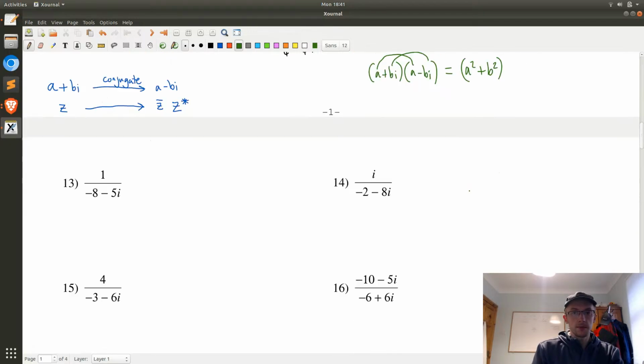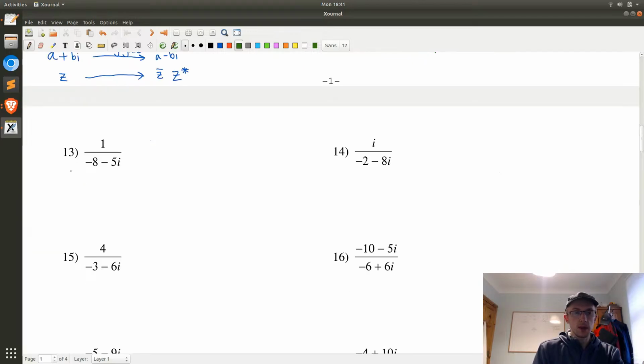So, given that knowledge, this one here, problem 13, we can instantly see that it's 64 add 25, which is 89. So we just write 89 on the bottom. And on the top, we're going to multiply it by the conjugate of this, so it's negative 8 plus 5i. How lovely. This one here, down in the denominator, that's 4 add 64, which is 68.